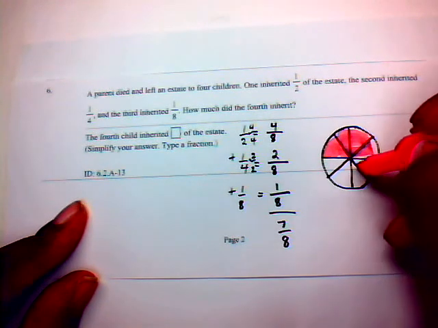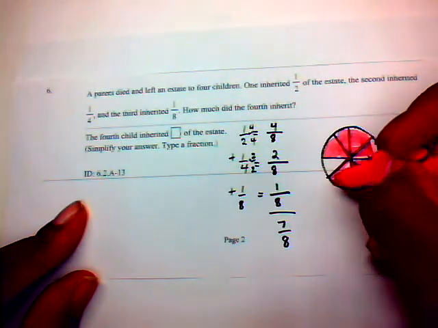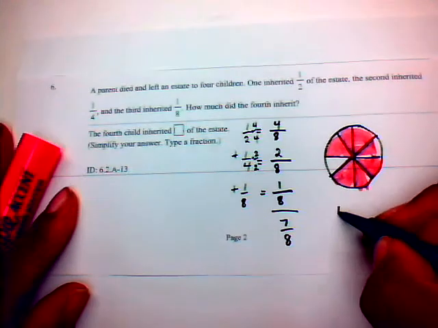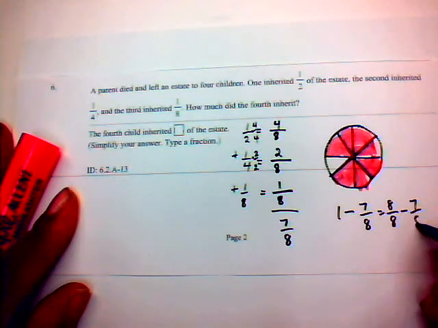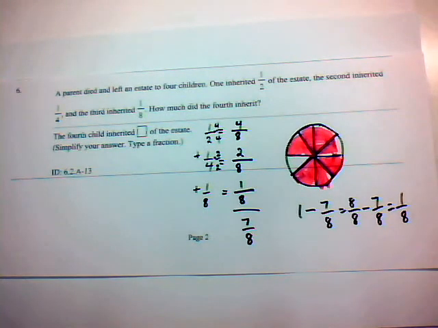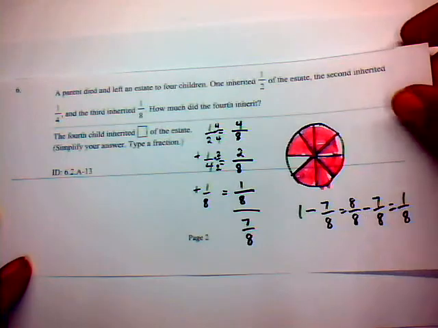The second child got 1/4 or 2/8, so 1/8 and another 1/8, that's 2/8. And then the third got 1/8. So the fourth child had to receive 1/8 of the estate. So this represents 1 minus 7/8, or 8/8 minus 7/8, which is going to be 1/8. Because for one whole, you have to think of one whole split up into 8 parts. How many parts do you have? You have 8. So it's 8 out of 8 minus the 7/8 that the 3 children inherited, means that the fourth child inherited 1/8 of the estate. And that would be your answer there.